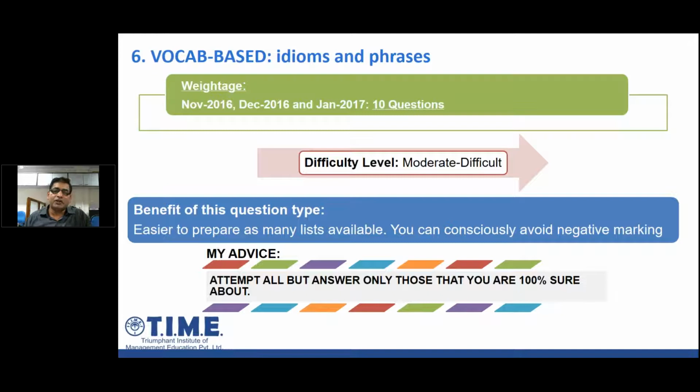Okay, he kicked the bucket means he died. You see? Okay, when pigs fly means never. Okay, this is the nature of idioms. You cannot guess them. You have to know them. It's just like words and their meanings.